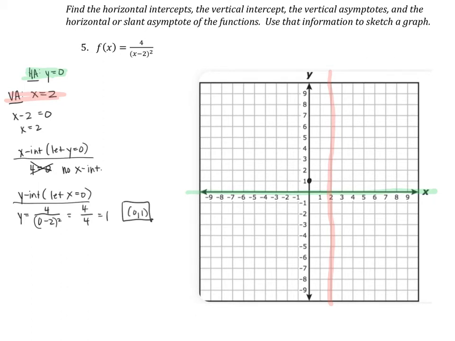Now, remember when we talked about our toolkit functions back a couple chapters ago, we had 2 different toolkit functions dealing with these rational functions. We had 1 over x, okay, and that toolkit function looked like this, okay.